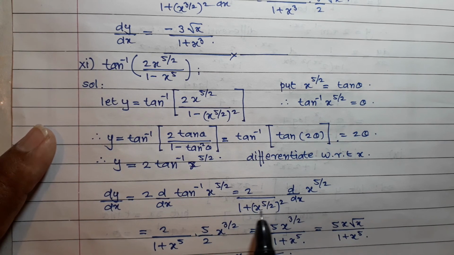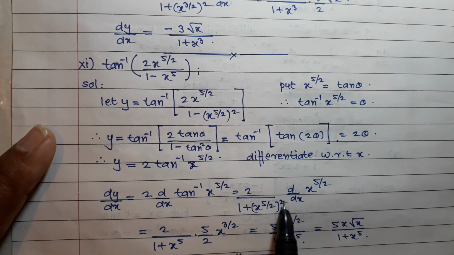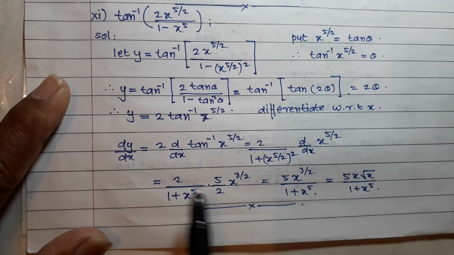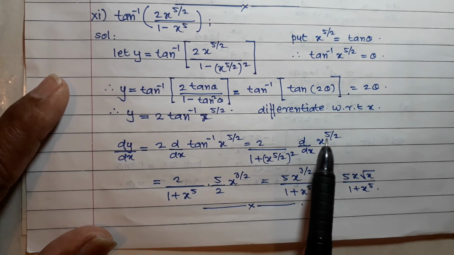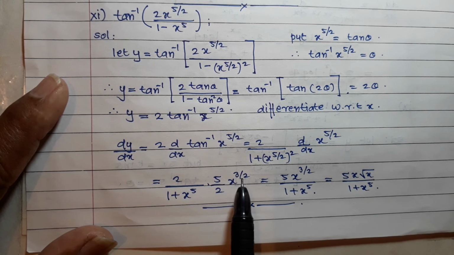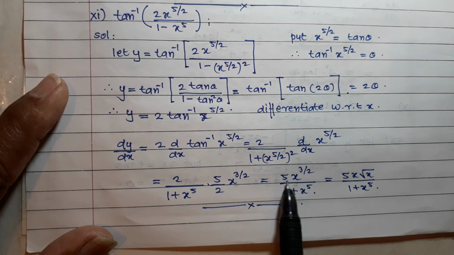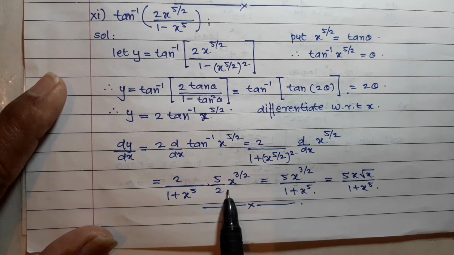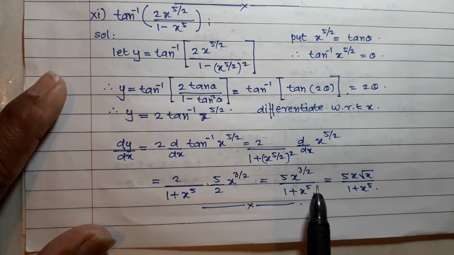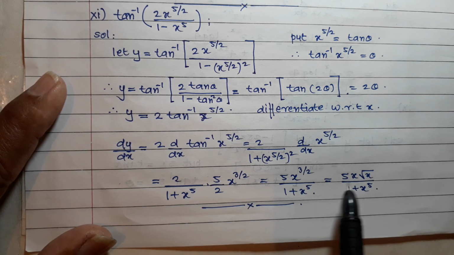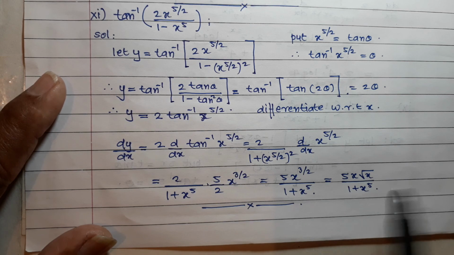times 1 upon 1 plus (x raised to 5 upon 2) square, and the derivative of x raised to 5 upon 2. So it is equal to 2 upon 1 plus x raised to 5 into the derivative of this, 5 upon 2 x raised to 3 upon 2, and hence this 2 and this 2 get cancelled. 5 x raised to 3 upon 2 upon 1 plus x raised to 5. And therefore the answer you write down in this way: 5x root x upon 1 plus x raised to 5.